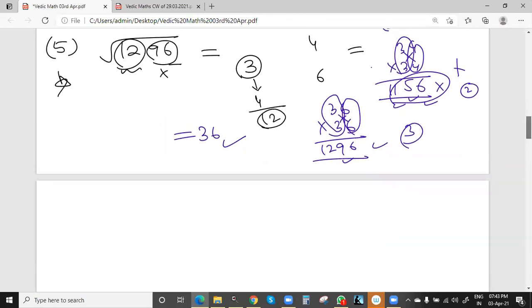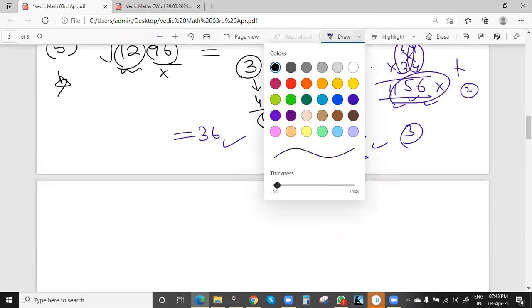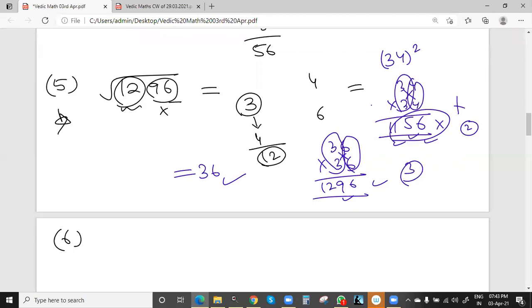So you got the understanding. 36 is the exception. For this we can also remember that 36 squared is 1296. Sorry, 1296 is the 36 square. Now the next question.